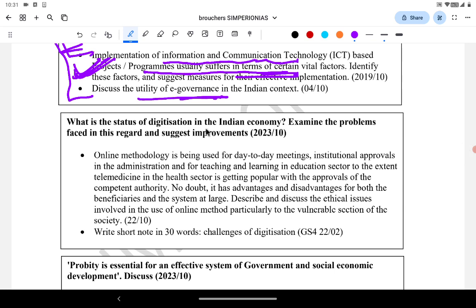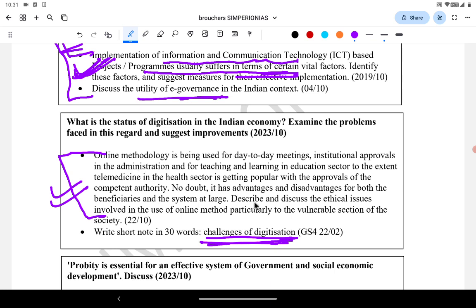The next question is regarding the digitization of the Indian economy. What are the problems, and suggest improvements? See here, what are the challenges of digitization? Directly asked. Problems of digitization, challenges of digitization. Next, the question asked in 2022 says the same thing.